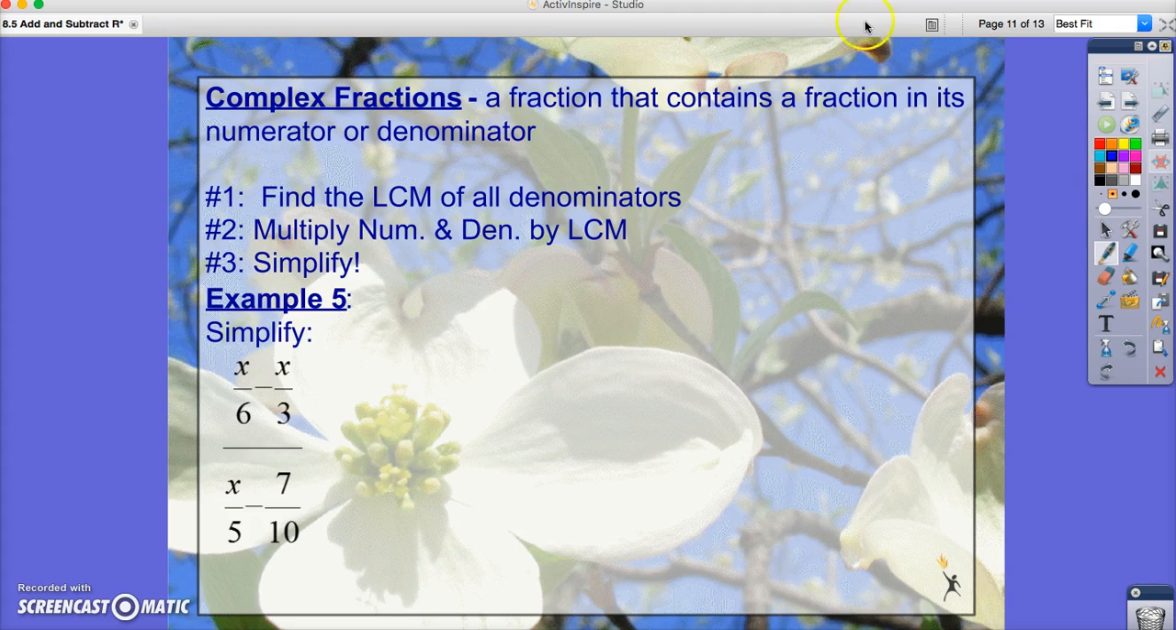And then 3, simplify. Now the denominators that you are concerned with are not the big one, but you see how, let's circle them here. Here's the little one, here's one, here's one, and here's one. There's actually 4 little denominators, right?